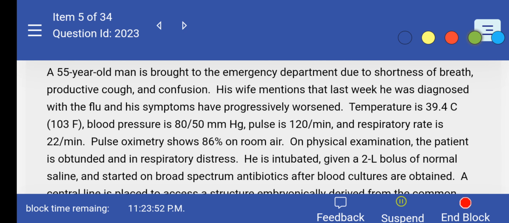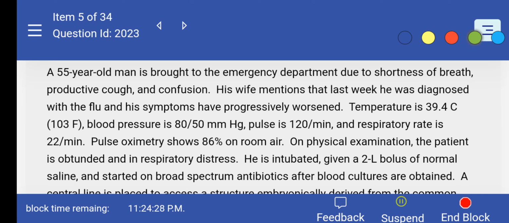So we have question number 5. A 55-year-old man is brought to the emergency department due to shortness of breath, productive cough, and confusion. His wife mentions that last week he was diagnosed with the flu, and his symptoms have progressively worsened. Temperature is 39.4 degrees centigrade, that is 103 degrees Fahrenheit. BP is 80/50 mmHg. Pulse is 120 per minute, and respiratory rate is 20 per minute. Pulse oximetry shows 80% on room air.